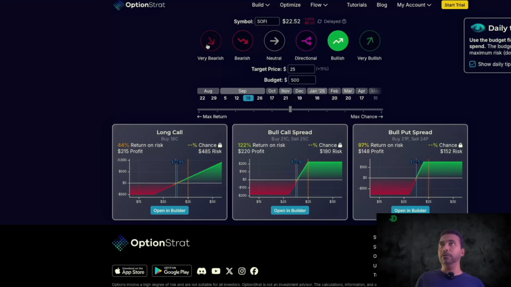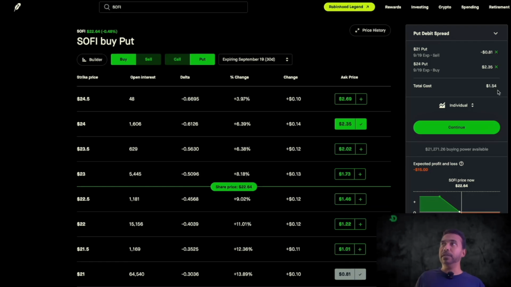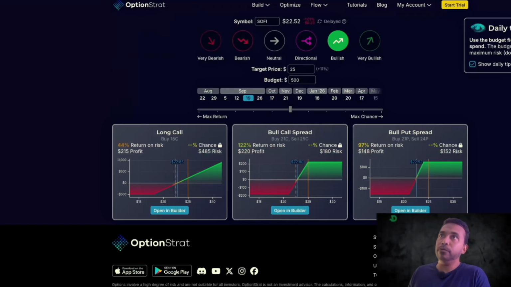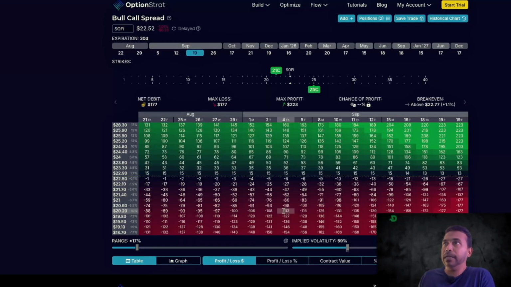So this is going to be a bull put spread. You are basically putting around $154 that you are going to pay, but as long as it stays above that line, you're still going to be making that money. So that's what it shows. If you come back here, it quickly tells you what all things you can do here. If you go into this bull call spread, you can execute this trade as well. It's going to tell you the same thing, a 21 call here, and this is the 25 call. So it gives you the exact strike prices on where you can execute this.